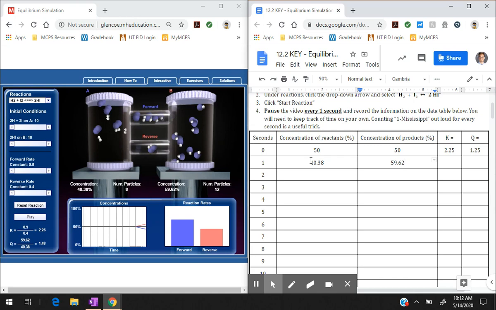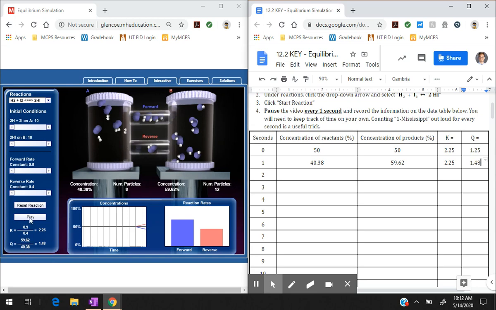After 1 second, I see that the concentration of products has started to increase, and I went from 10 particles of each to a mix of 8 on the reactant side and 12 on the product side, which means the forward rate is proceeding faster and the reverse rate is proceeding at a slower rate. I can also see here that my K value remains unchanged because that's related to my forward rate and my reverse rate. But because my concentrations have changed, my Q value has increased to 1.48.